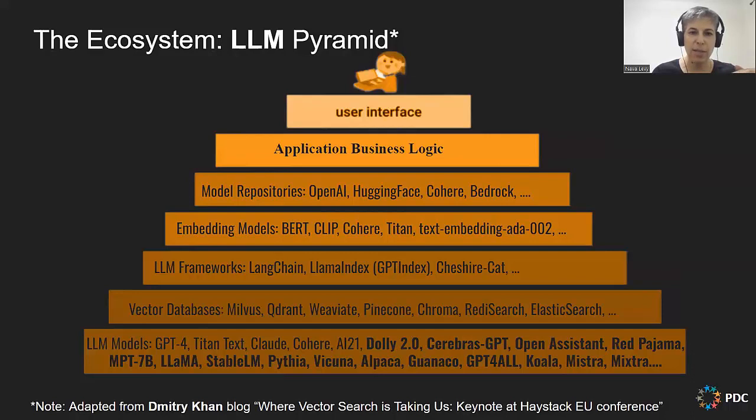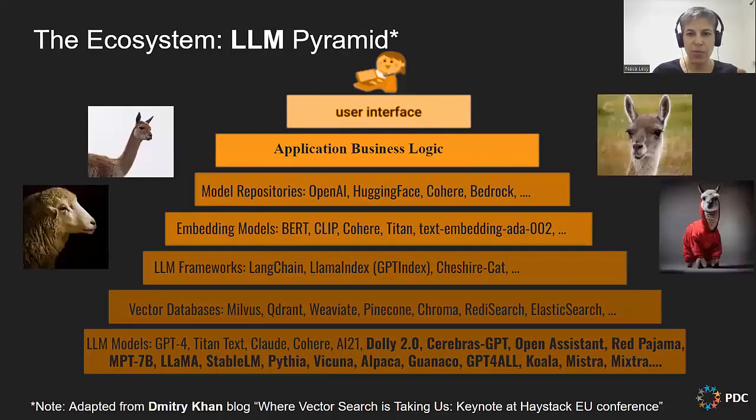Then the vector databases, the large language model frameworks like LangChain, Llama Index, that used to be called GPT Index, the embedding models, model repositories. So there is OpenAI, Hugging Face, Kaggle, but also Cohere, Bedrock, okay? And application business logic and user interface.